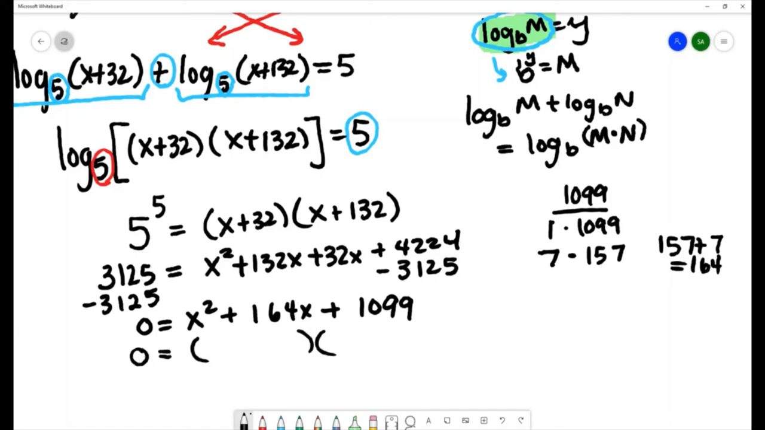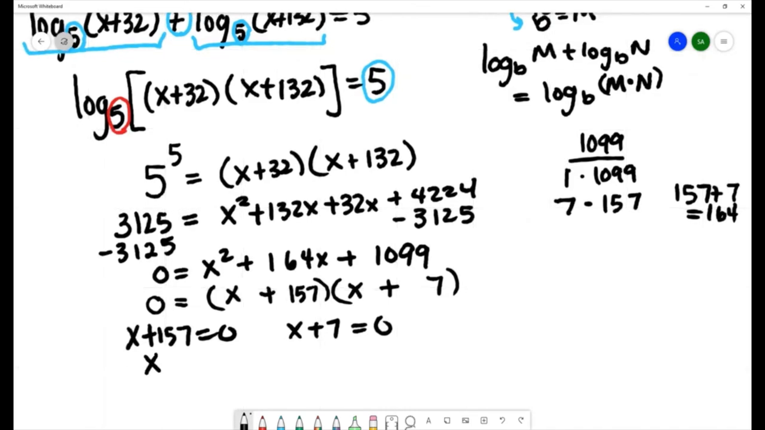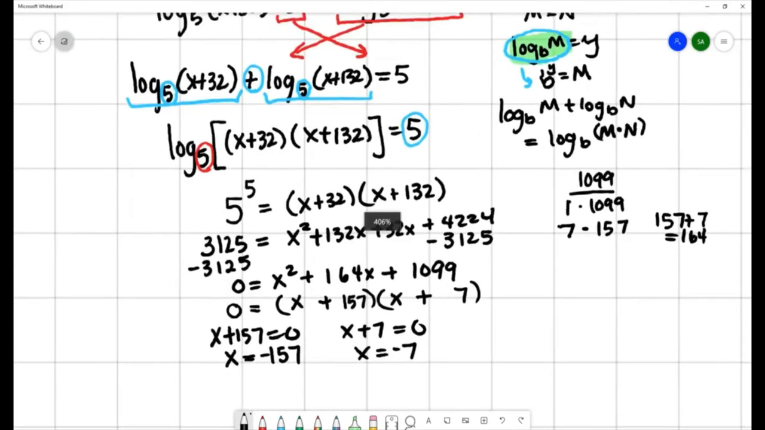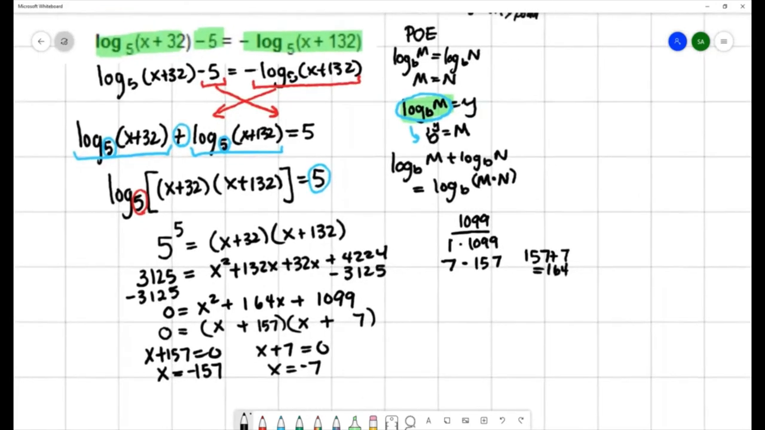So we're going to factor. We have (x plus 157) times (x plus 7). We want both of those to be positive. And then we're going to set each one of these factors equal to 0 using the zero product property. So that gives us potential solutions of negative 157 and negative 7. I said potential solutions because we always need to check to see whether these solutions are in the domain of each one of these logarithms.